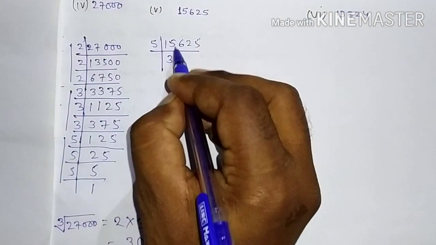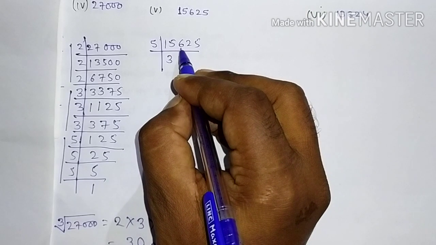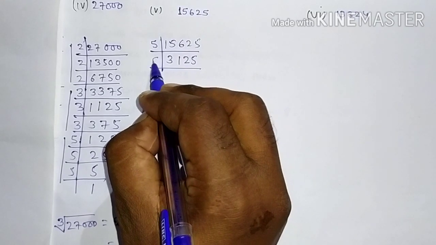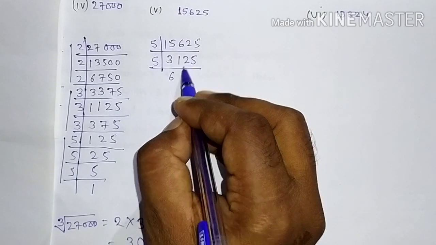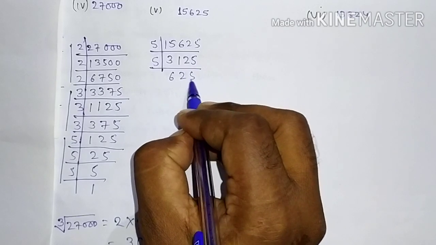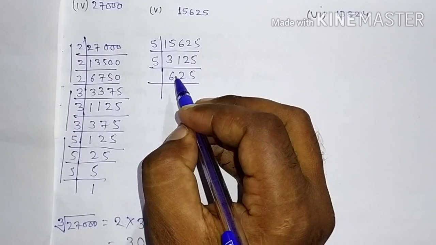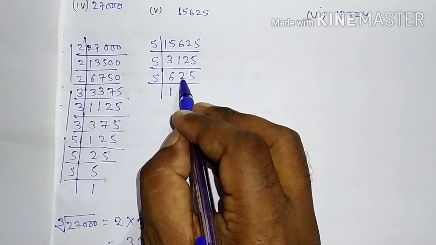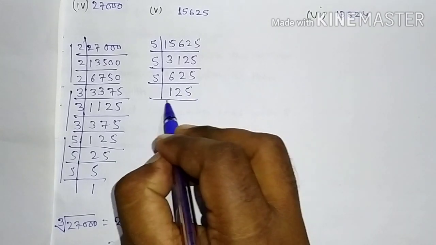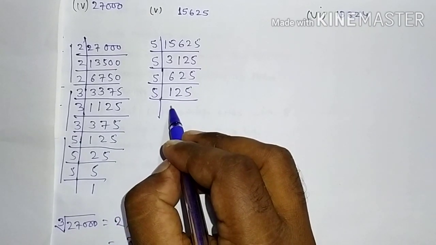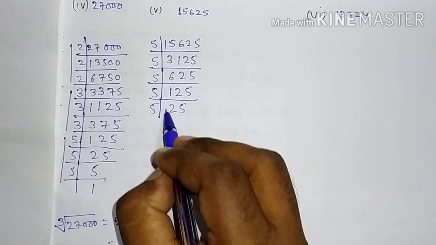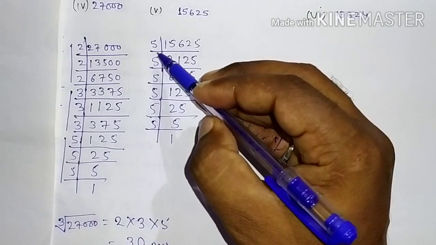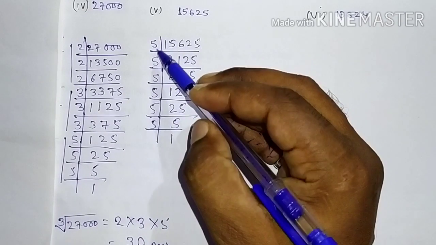So 5 3 is 15, 5 1 is 5, carry 1, that is 12, 5 2 is 10, 5 5 is 25. Again we can divide by 5, so 5 6 is 30, 12, 5 2 is 10, 5 5 is 25. Again we can take 5 here, 5 1 is 5, carry 1, that is 12, 5 2 is 10, 5 5 is 25. Again take 5 here, 5 2 is 10, 5 5 is 25, and 5 1 is 5. So these are the prime factors of 15625.